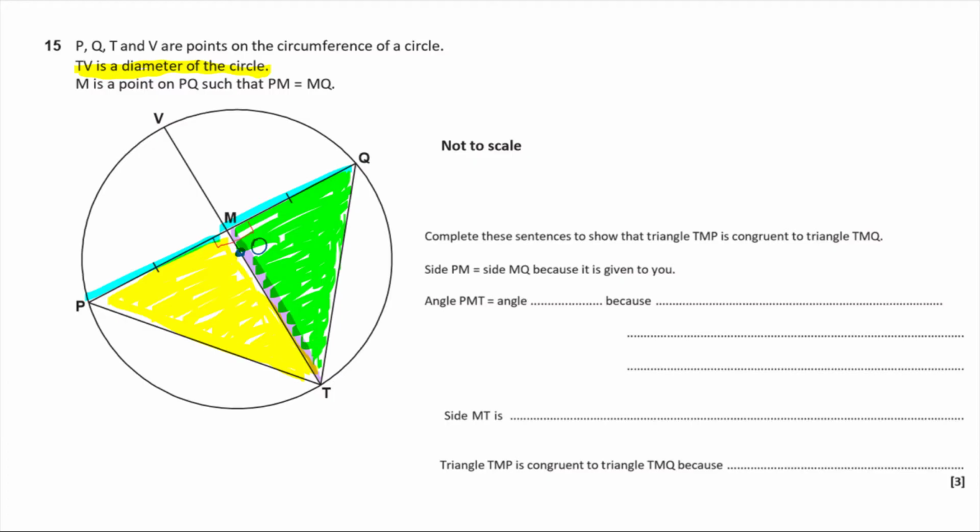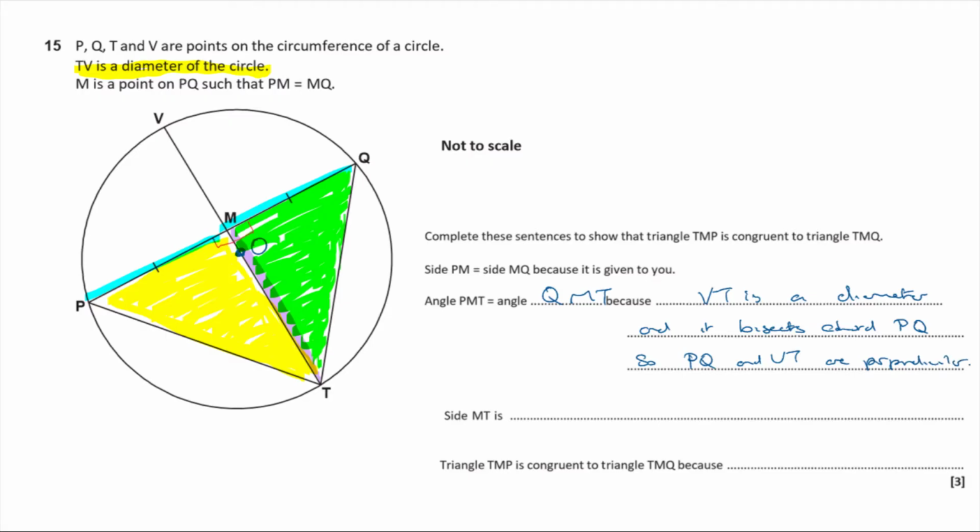That's given. Angle PMT equals angle QMT. That's the two right angles. Why? Well, it's because VT is the diameter, isn't it? So VT is a diameter and it bisects chord PQ. Okay, it cuts PQ in half. So it must be that they're at right angles to each other. So PQ and VT are perpendicular.